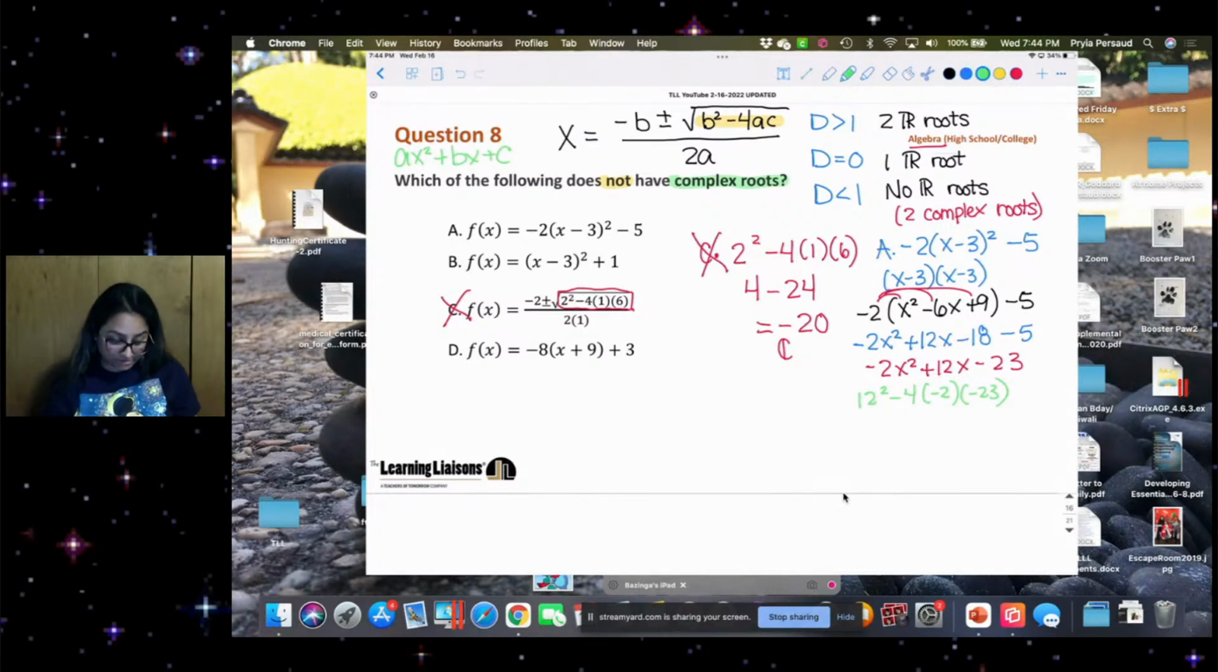When I multiply, I'll get 144 minus 184. I'm going to get negative 40 as my answer, which is complex, which is still not what we're looking for.